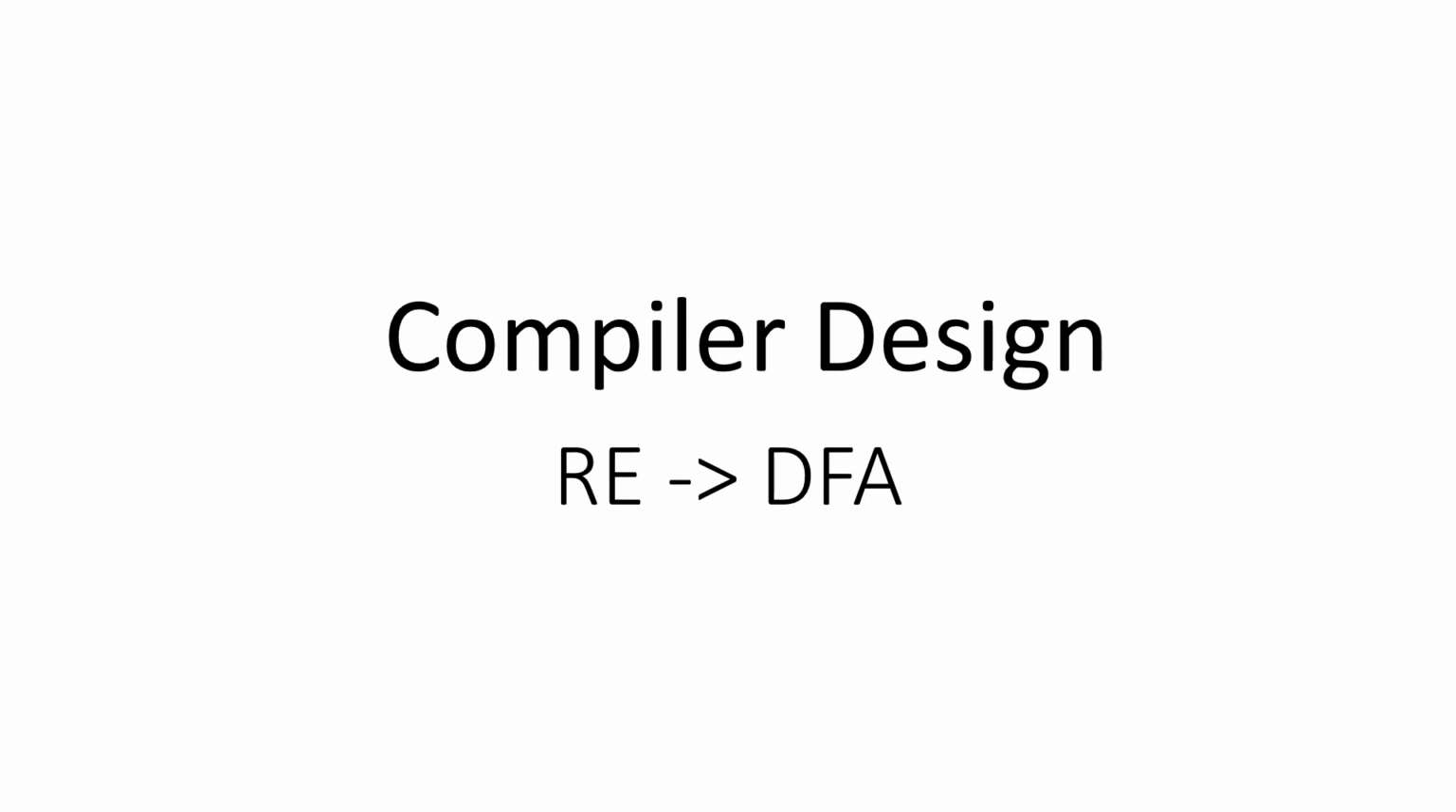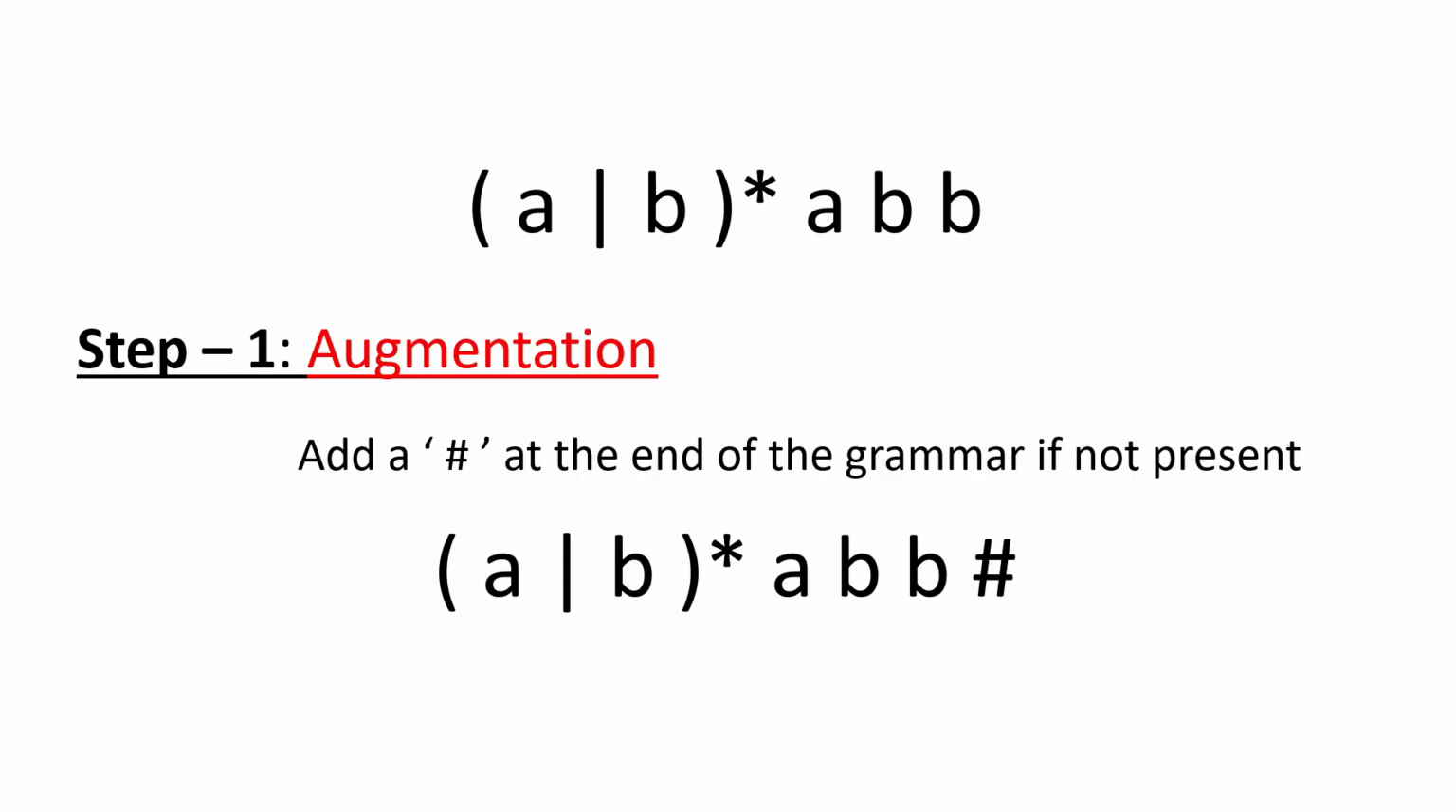Greetings everyone. Today we're going to talk about another important topic of compiler design: regular expression to deterministic finite automata, which is in short known as RE to DFA. Now there are 5 steps of converting a regular expression to DFA. Initially we'll be given a grammar and we'll be asked to convert that grammar to a DFA.